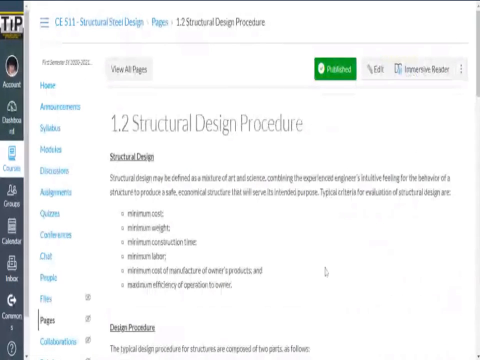So now, before we proceed with the structural steel design itself, we need to first recall what is structural design.